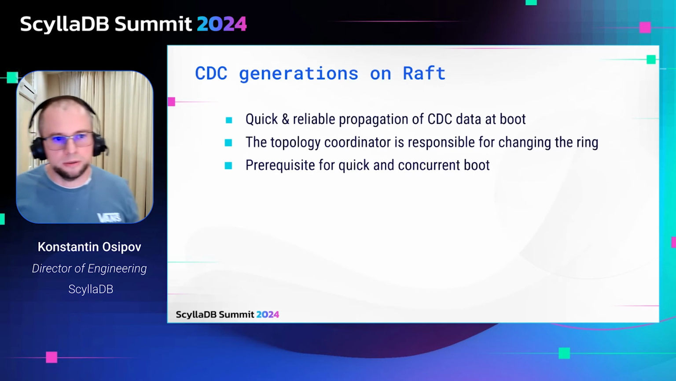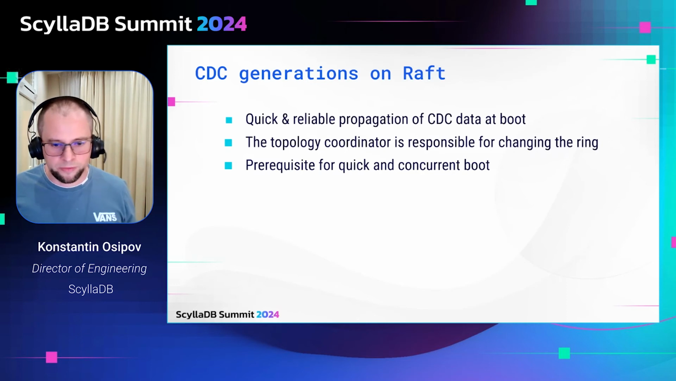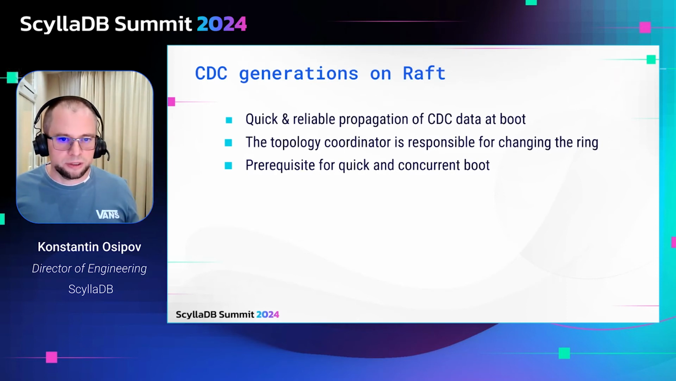Another example is information about CDC streams, which is called CDC generations, which also used to be propagated via gossip, and now it's propagated via Raft. The same advantages here: we don't need to sleep to learn it. The information propagates very quickly, and it's very reliable. So just if you don't know, CDC generation is information that tells the drivers that the existing CDC streams, where they reside, need to be refreshed. So there are new CDC streams that they need to learn about.